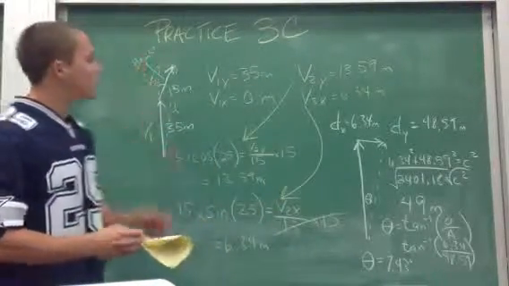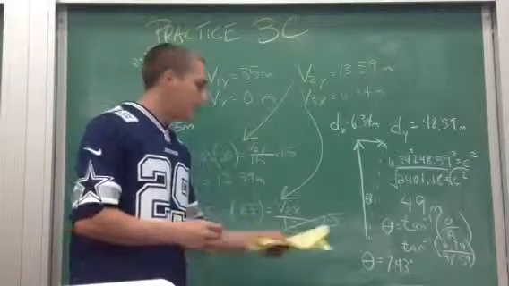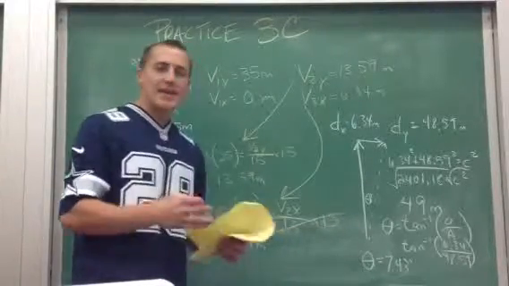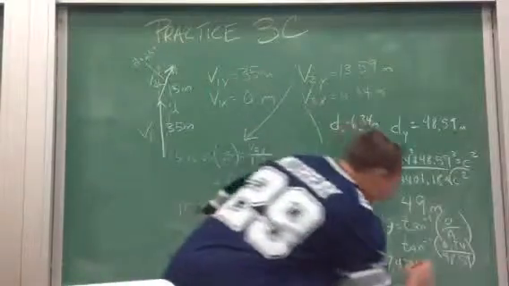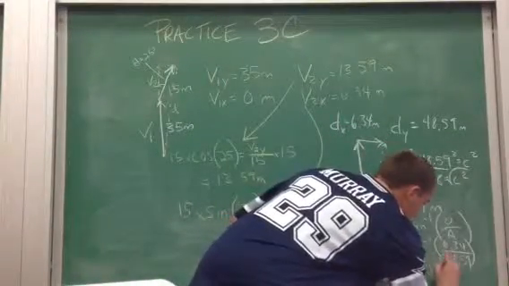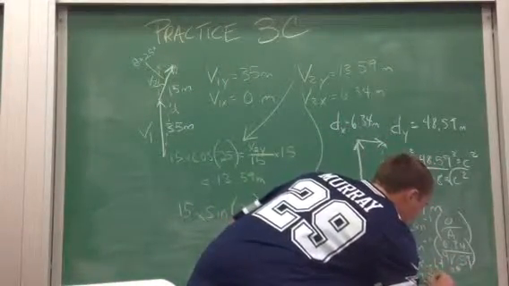Or if you change this to a north, south, east, west coordinate, it'd be 7.43 degrees east of north. So let's say right of downfield.